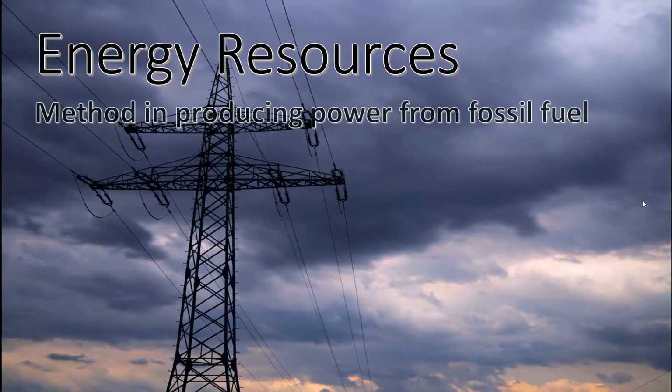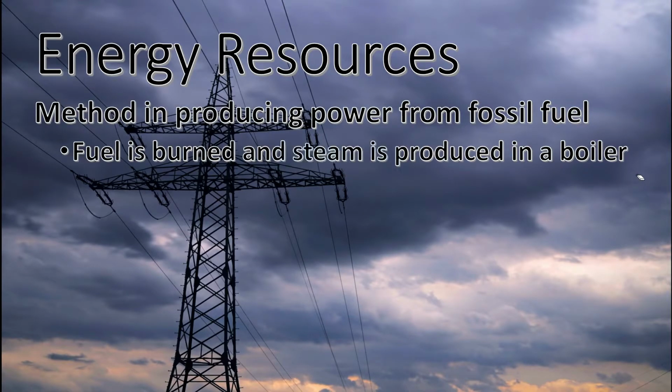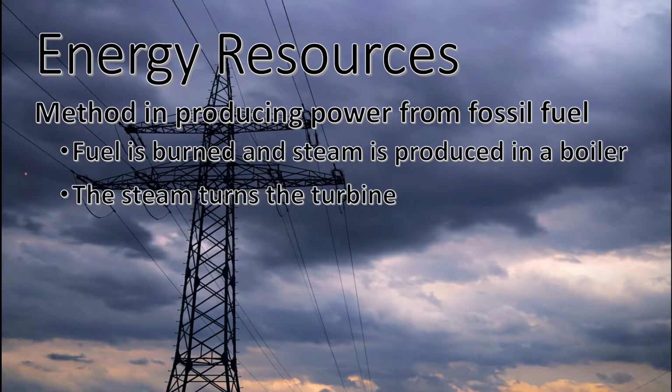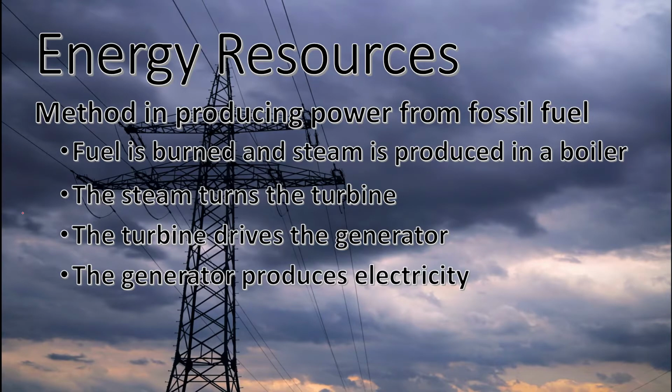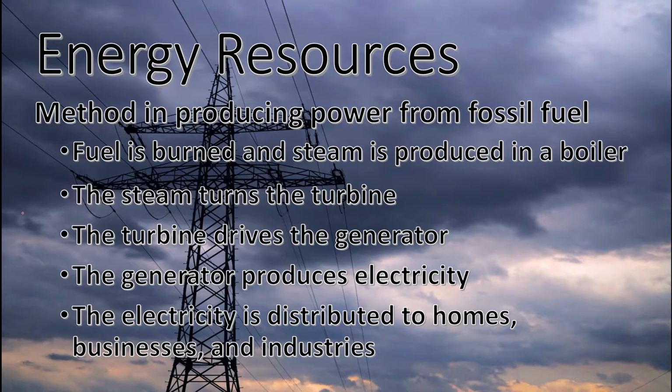Okay, moving forward. So, methods in producing power from fossil fuels. First, fuel is burned and steam is produced in a boiler. I'm going to show you a video after this. The steam turns the turbine, and the turbine drives the generator. The generator produces electricity. Then the electricity is distributed to homes, businesses, and industries.